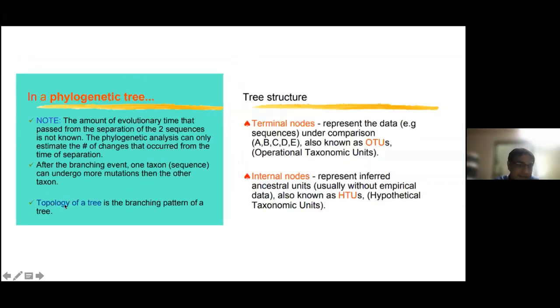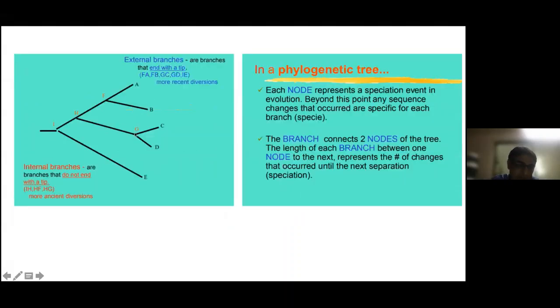And the topology is actually the structure of the tree, the branching pattern, how a tree is branched. So we might have to explain how we found this topology. Terminal nodes, we also call them the outer taxonomic units or the operational taxonomic units, or internal nodes we already discussed, represent the inferred ancestral units. So these are the internal nodes, and this shows the ancestral unit.